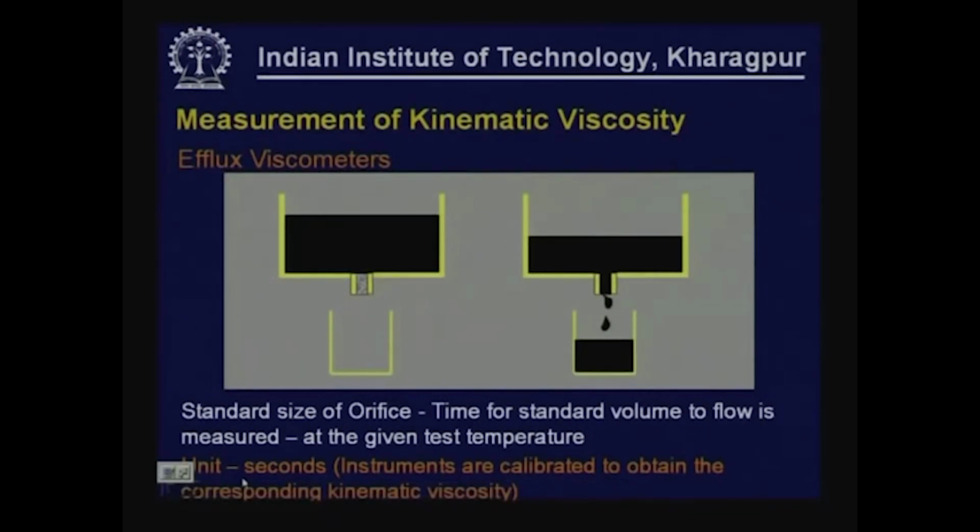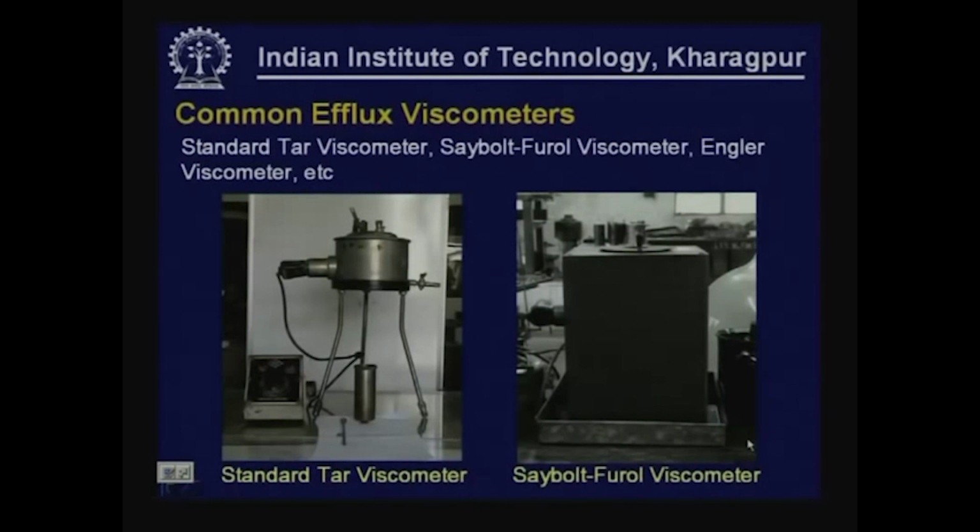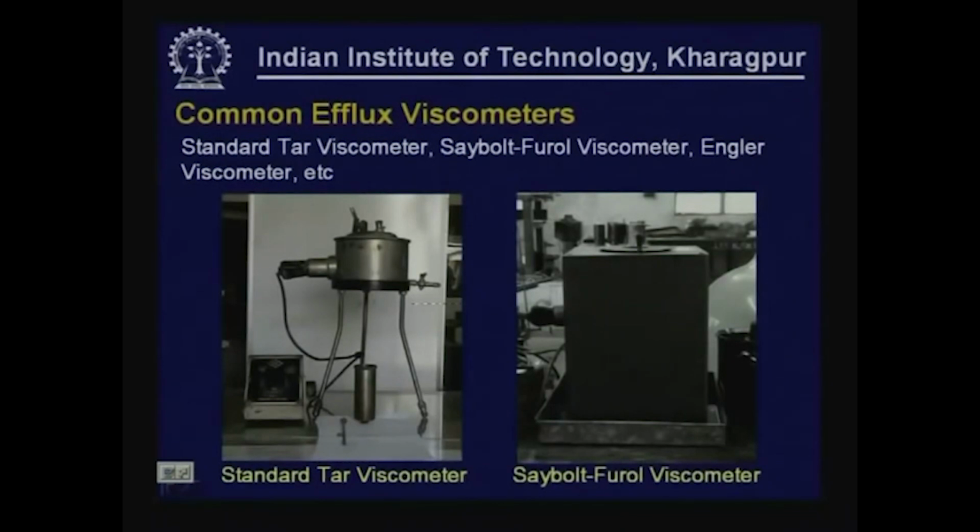The time, as I said, can be expressed in seconds, but normally viscosity is expressed in kinematic viscosity units, either Stokes or centistokes, using appropriate calibration factors, which again are a function of the equipment and the size of the orifice. These two photographs show two typical viscometers. On the left hand side you have the standard tar viscometer, which is normally used to measure the viscosity of tar. On the right hand side you have the Saybolt Furol viscometer, which is used to measure the viscosity of bitumen emulsions and other types of binders.